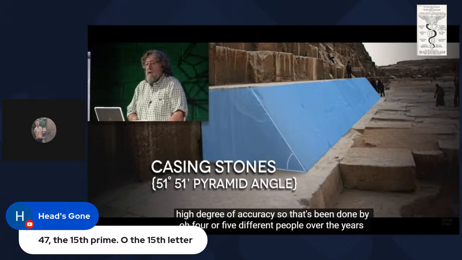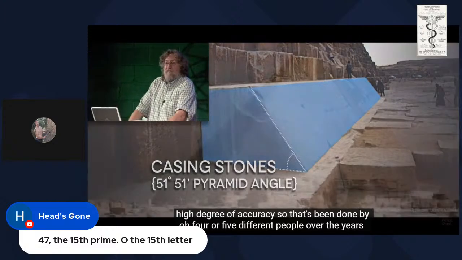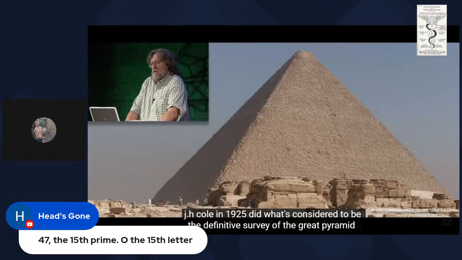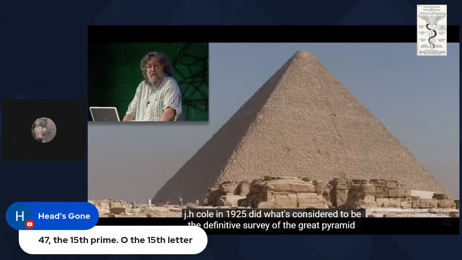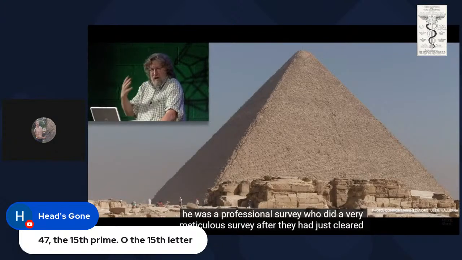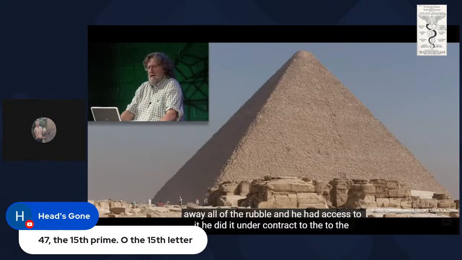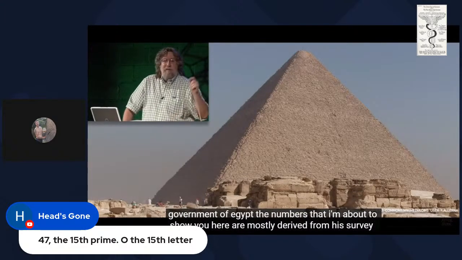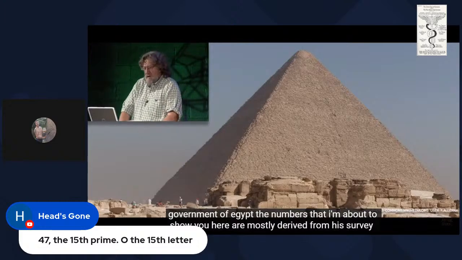So that's been done by 4 or 5 different people over the years. J.H. Cole in 1925 did what's considered to be the definitive survey of the Great Pyramid. He was a professional surveyor who did a very meticulous survey after they had just cleared away all of the rubble, and he had access to it. He did it under contract to the government of Egypt. The numbers that I'm about to show you here are mostly derived from his survey.